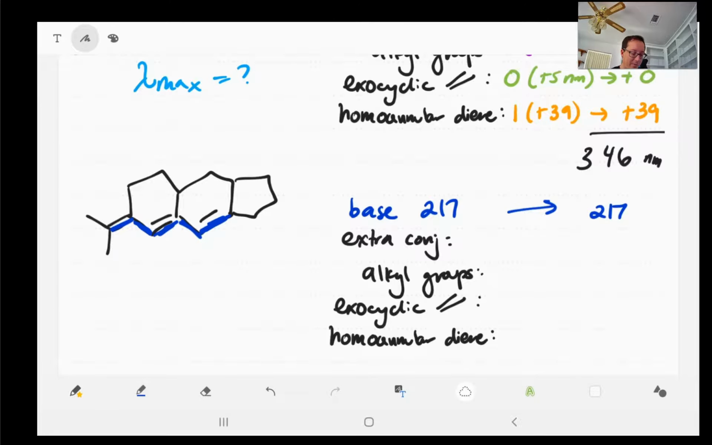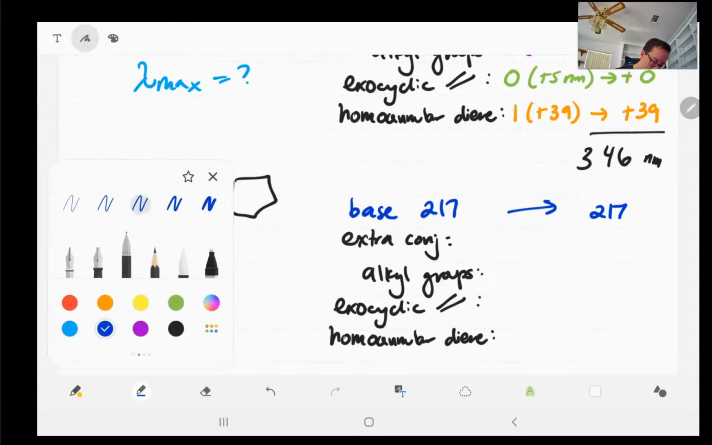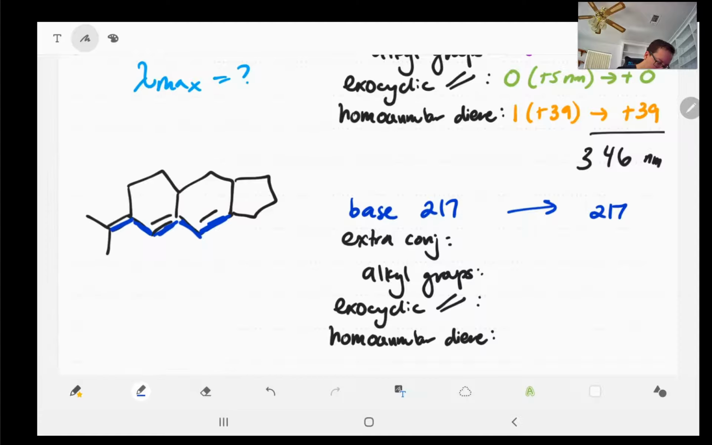So do we have any extra double bonds? If I say my base is these two, the dark is a little hard to see against the black, but those are two double bonds, right? So we have one extra one. We have one extra double bond, which is going to give us 30 each.